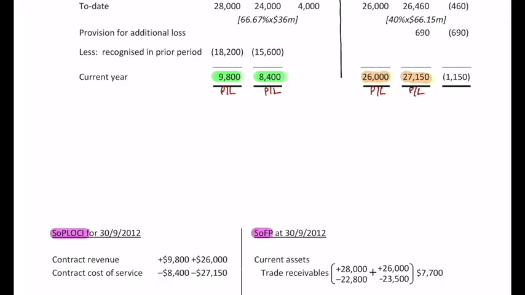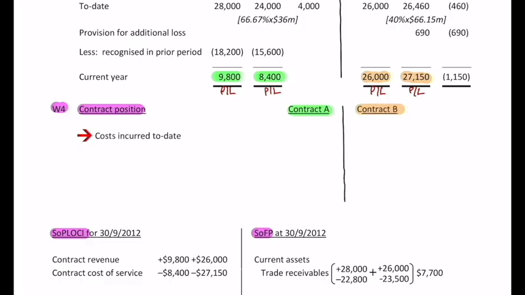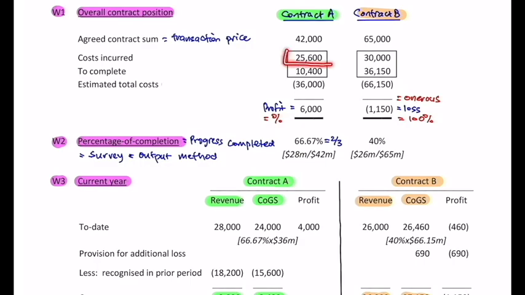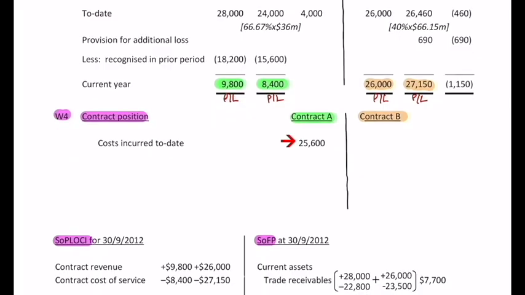Next, we look at the contract account. Step 4. Now we look at the contract positions for contract A and contract B. Adopt the usual step. Take the cost incurred to date. The cost incurred to date is not the cost of sales. For A the cost incurred to date is this amount, 25,600. For B is 30,000.